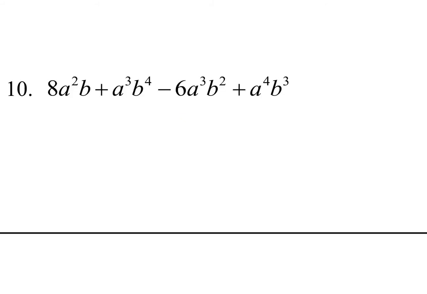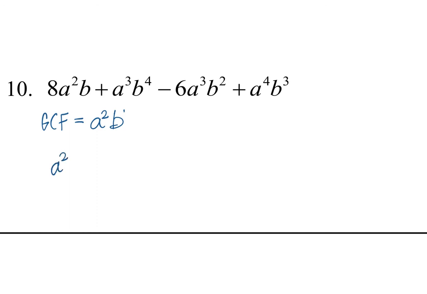Be careful on this one. We have 4 terms this time. So let's come up with a GCF first. Number-wise, there is an 8, a 1, a 6, and a 1, so really can't pull out a number. There's an a squared, a cubed, a to the fourth. The lowest number that I just said was a squared. Okay, let's see if everything has a b. We have a b to the first, b to the fourth, b squared, b cubed. So b to the first is what the lowest power was.